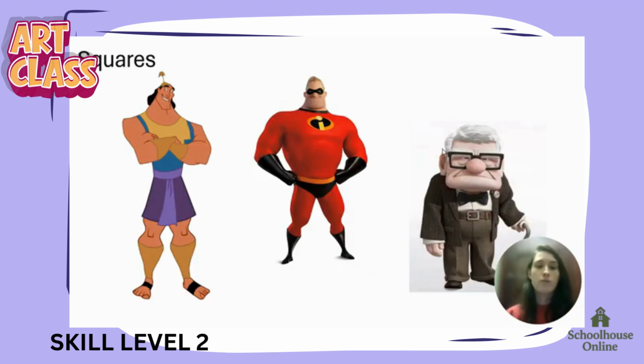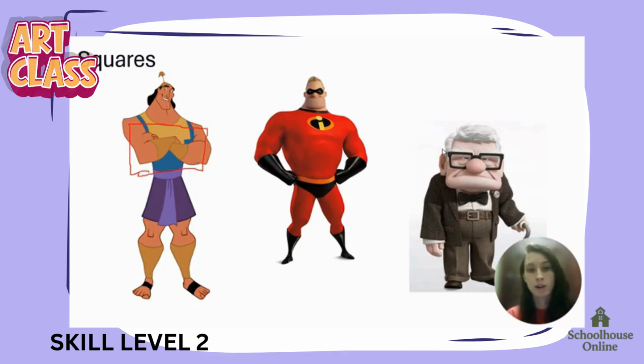Next we have squares. These are a couple of examples I was able to find based off of movies I've seen. Squares are usually used to indicate strength or sturdiness. So if I were to draw it out here, Kronk from The Emperor's New Groove, he's got a rectangle going on right now. That kind of indicates a sort of strength to his character.